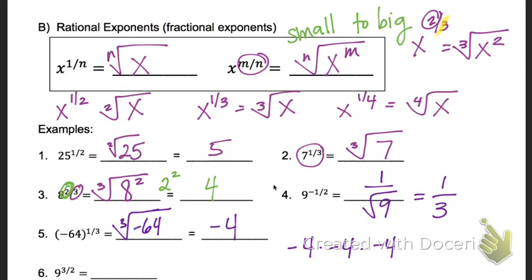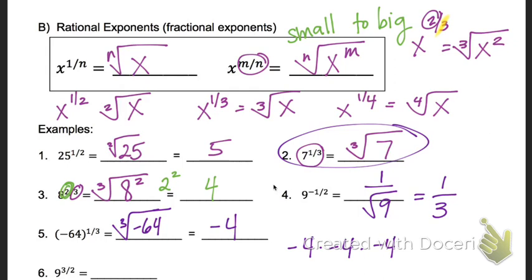Will we be responsible for any sort of root that doesn't go out evenly? Well, you would just leave it as is, like we did for number 2. Okay, try number 6. So you're going to go small to big.